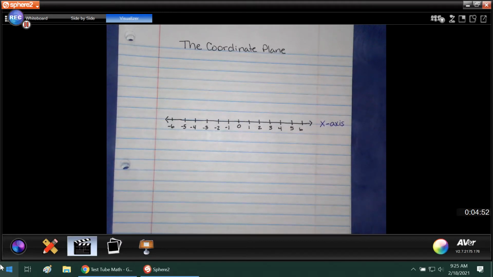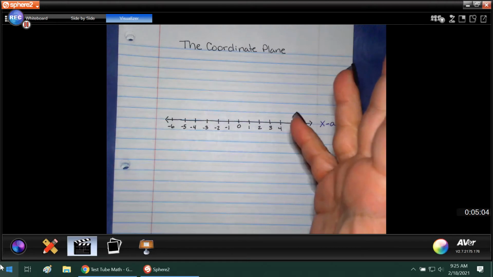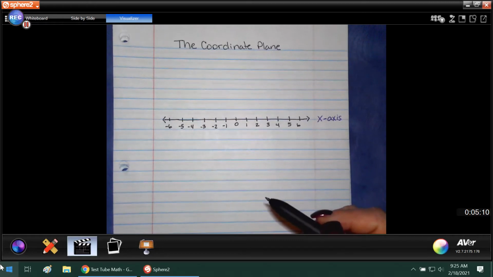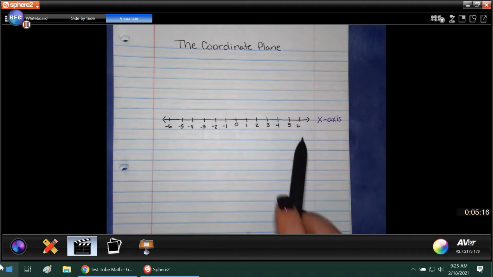X-axis. Okay? And when we do a coordinate plane and we're drawing one, especially because we're beginners at this, it's helpful to put the x and the y until we remember, okay? So let's go ahead and look at the other half of our coordinate plane. So the other half of our coordinate plane, we have a horizontal number line. So now we need a vertical number line.